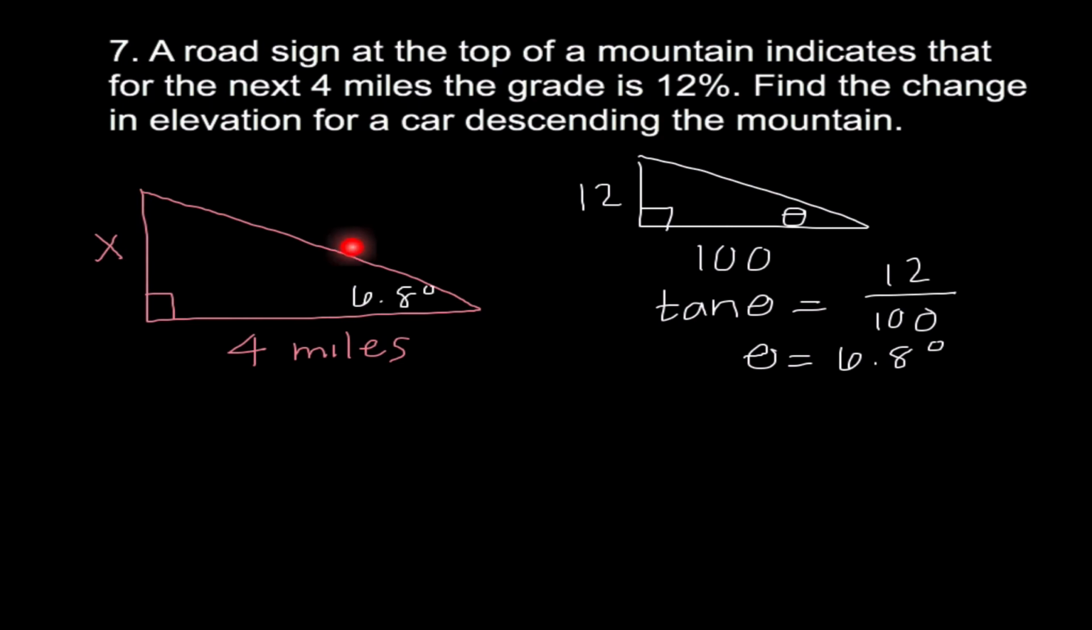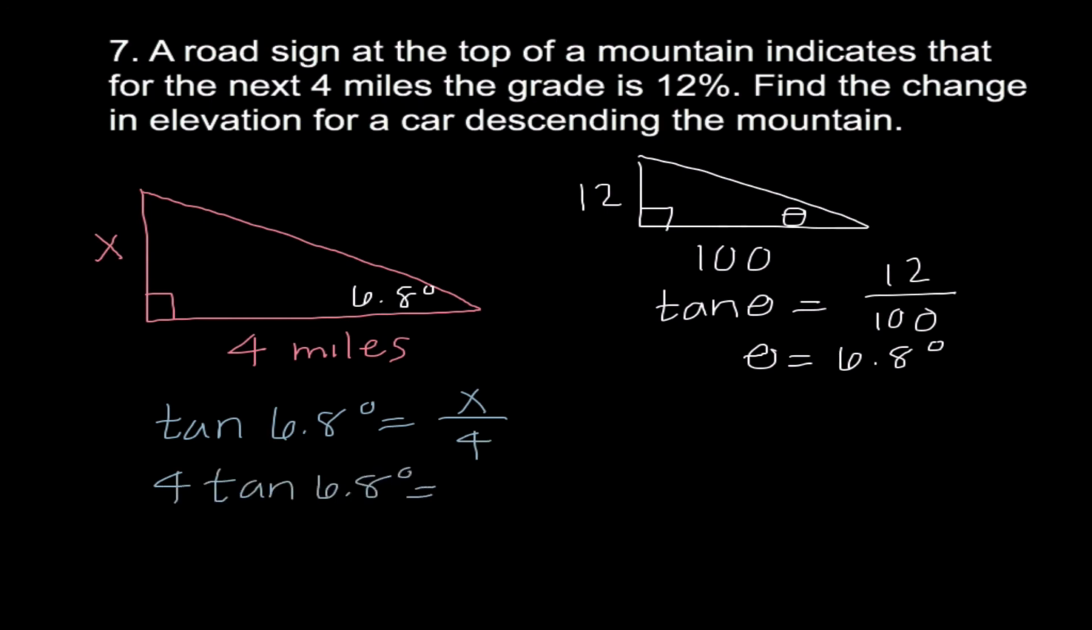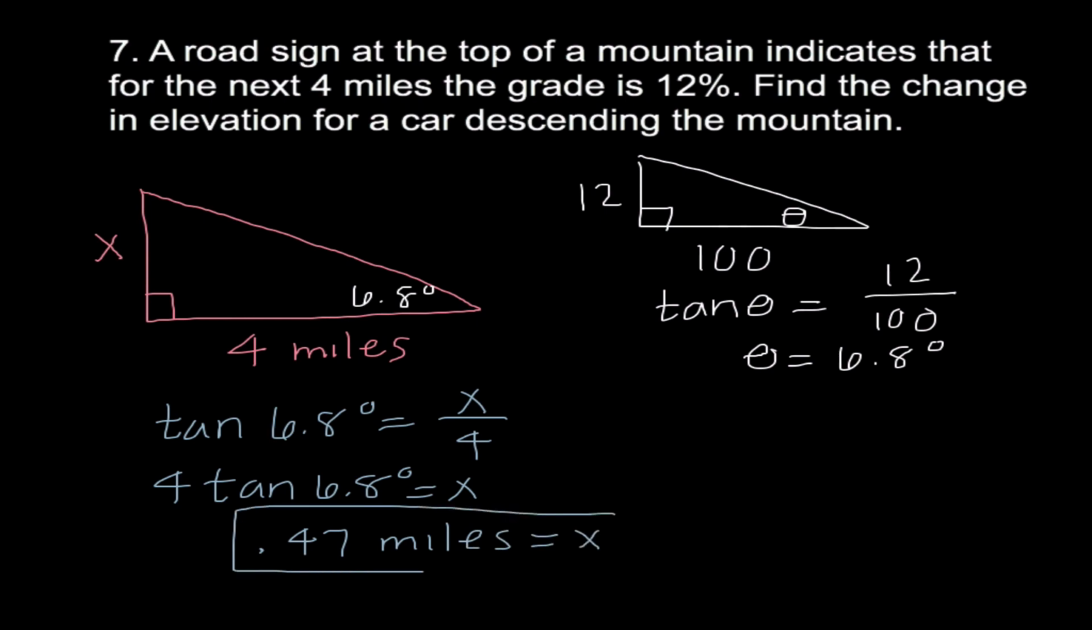And at this point, this problem now becomes very simple because we're talking about opposite and adjacent. So I'm going to say the tangent of 6.8 equals x over 4. So 4 times the tangent of 6.8 degrees equals x. And I get 0.47 miles is equal to our x value.